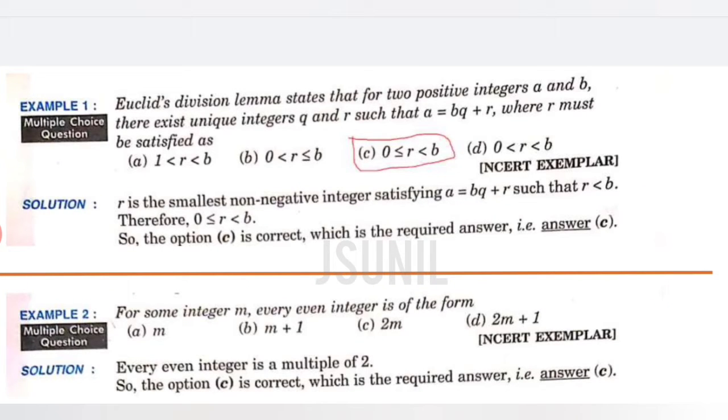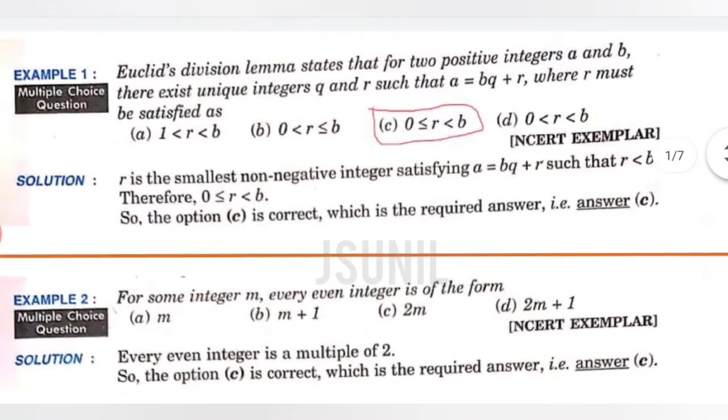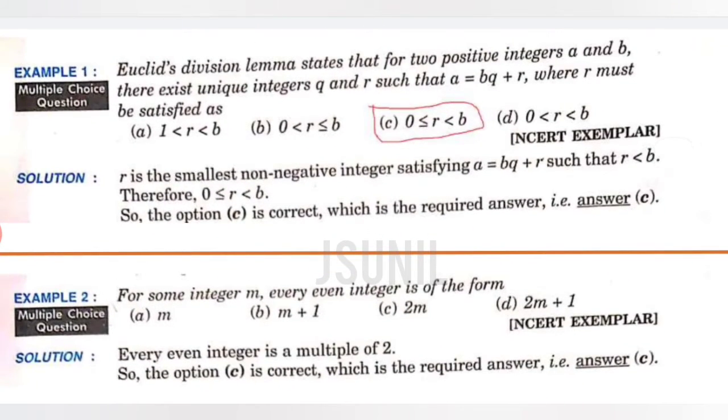चलिए आज हम लोग रियल नंबर क्लास 10th का कुछ प्रॉब्लम देखते हैं। पहला प्रॉब्लम जो है, वो बता रहा है कि what is the value of r when a is equal to bq plus r, then the value of r must be greater than or equal to 0 and less than b. Then the option number C is correct. Now proceed to the next question.